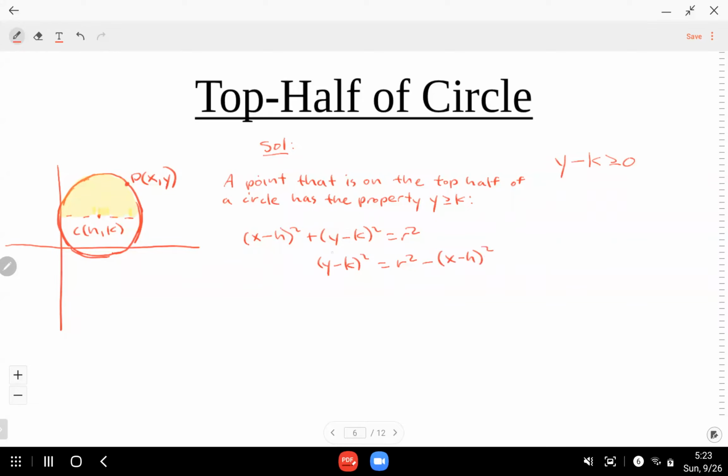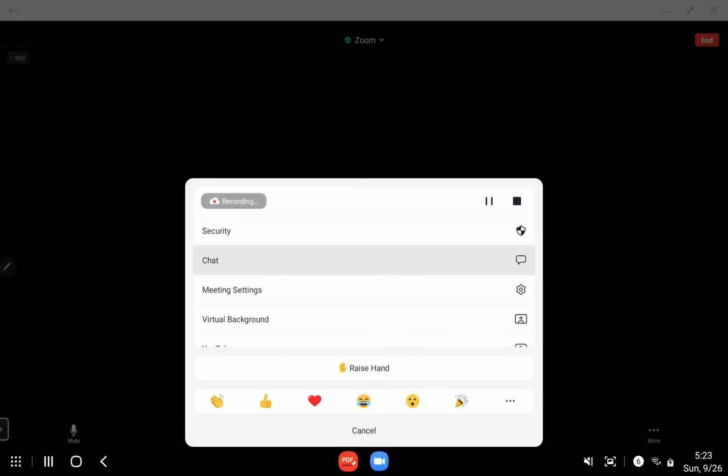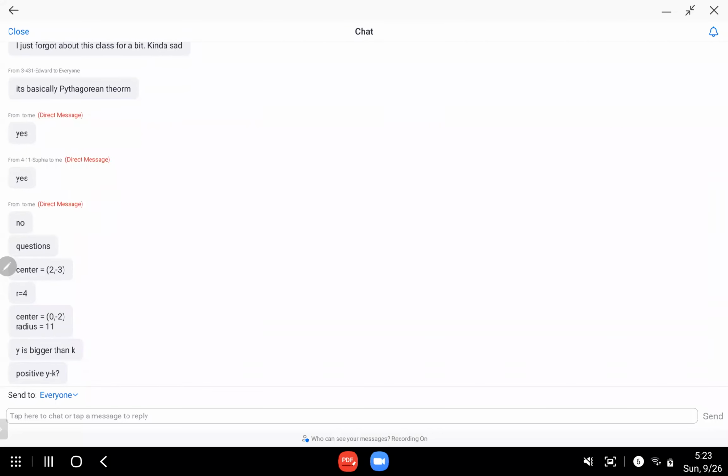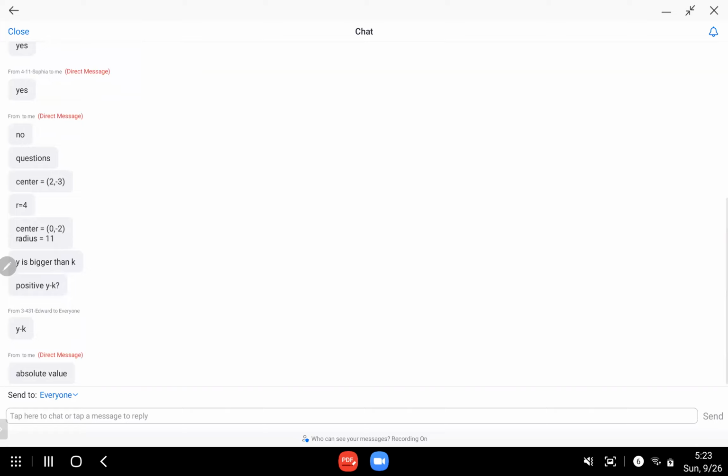All right, let's take the square root. Now what do we get? Does anybody know what is the square root of (y − k) squared? It's not y − k. What is the square root of (y − k) squared? Positive y − k, I guess you could say that. Yes, absolute value. Great. The absolute value of y − k.